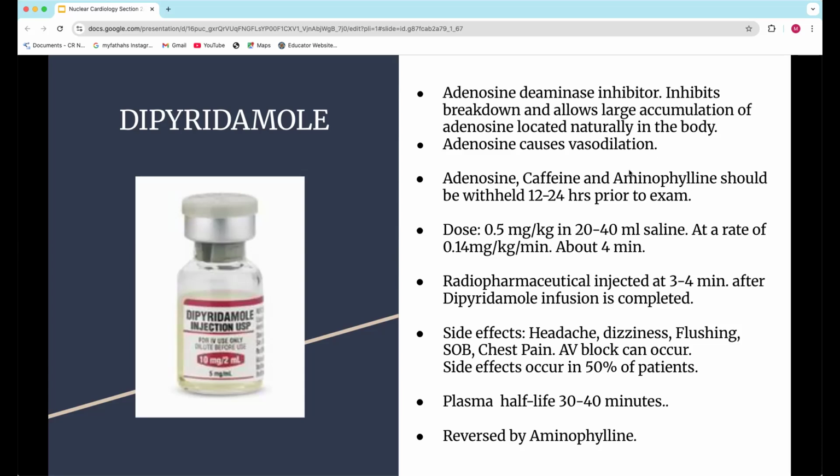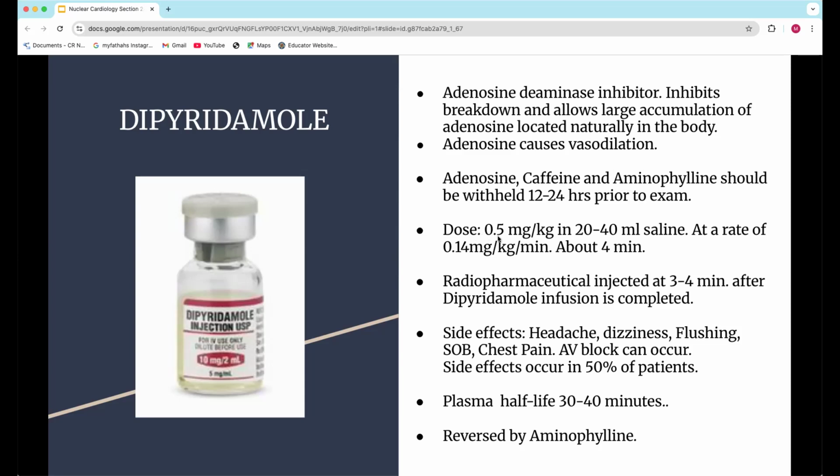Aminophylline is another one that can bind to the A2A receptors, very similar to caffeine. So if your patient's on aminophylline, that would be another one you want to keep them off. And I probably should list that on the adenosine one as well. But those should be withheld 12 to 24 hours prior to exam.